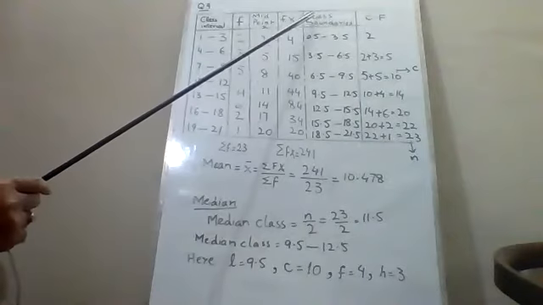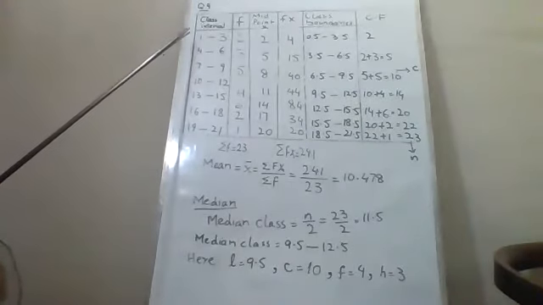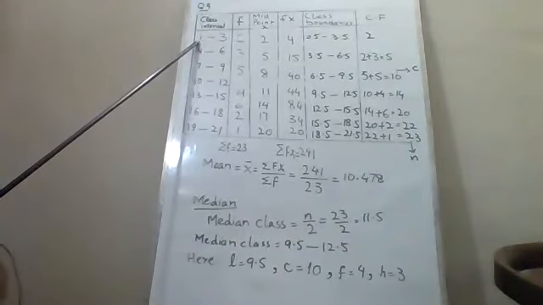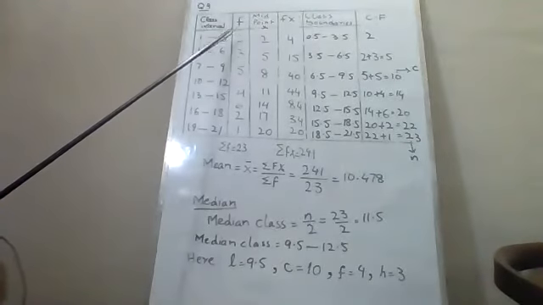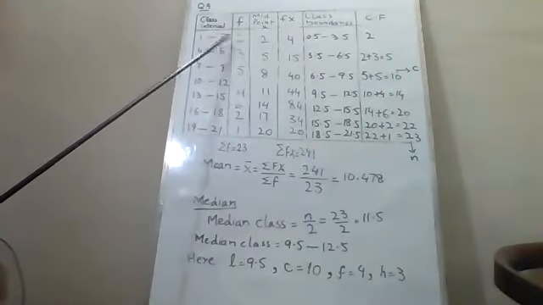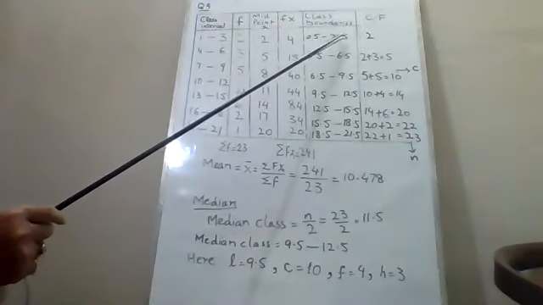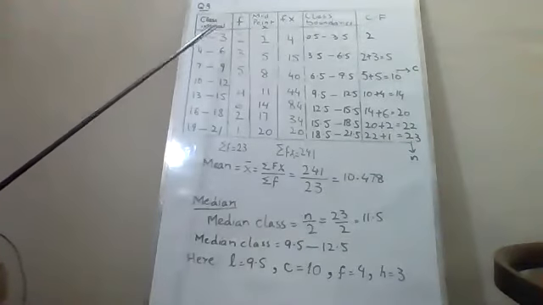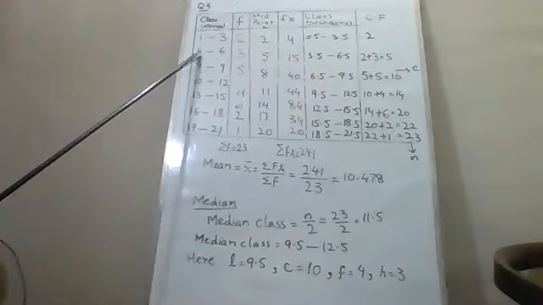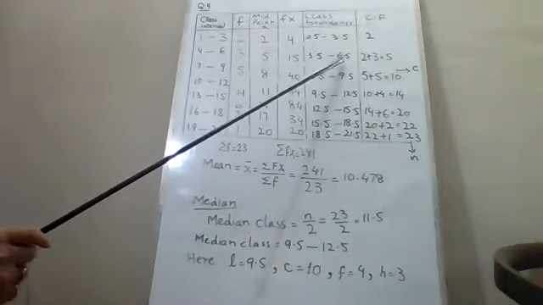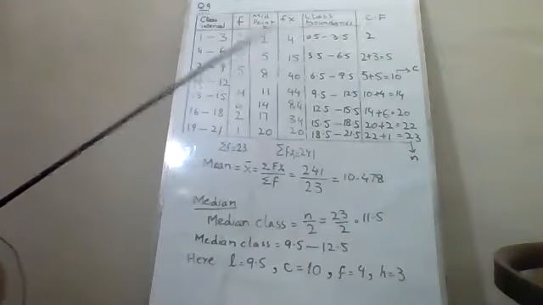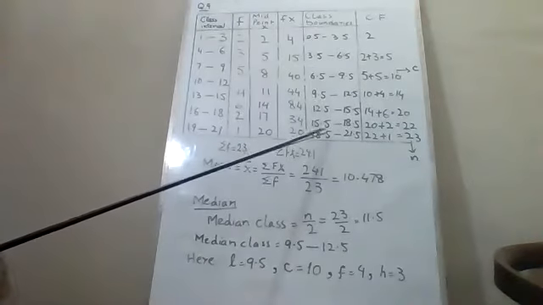Now we find the class boundaries. How we find the class boundaries? We find the class boundaries from class interval. 1 is the lower limit, so we subtract 0.5 from 1 and we get 0.5. And we add 0.5 to 3 and we will get 3.5. In the same way, we can find the class boundaries of 4. 4's class boundaries are 3.5 and 6.5. And similarly, for all the other class intervals, we find the class boundaries.